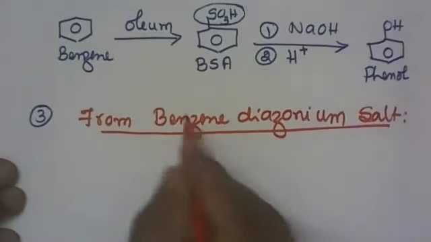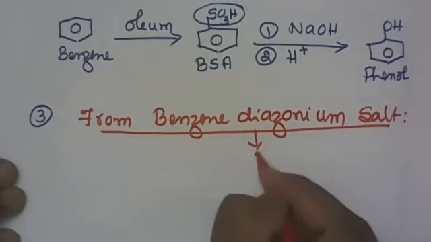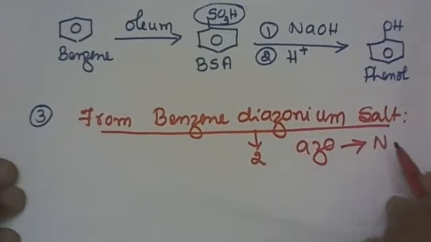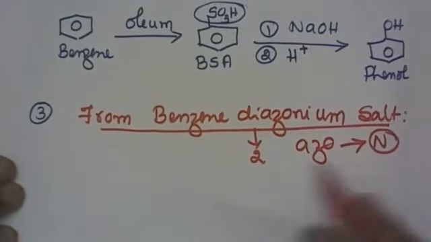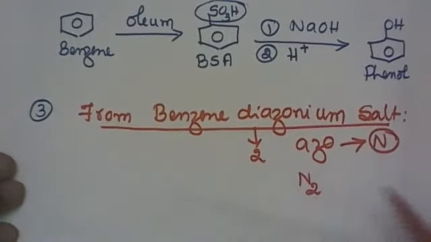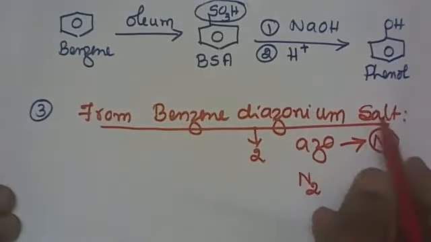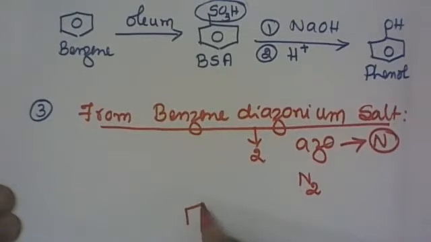Benzene, you know the structure. Di means two. Aza, or azo, stands for nitrogen atom. Diaza means N2. What is the benzene diazonium salt? Benzene attached to two nitrogen atoms.